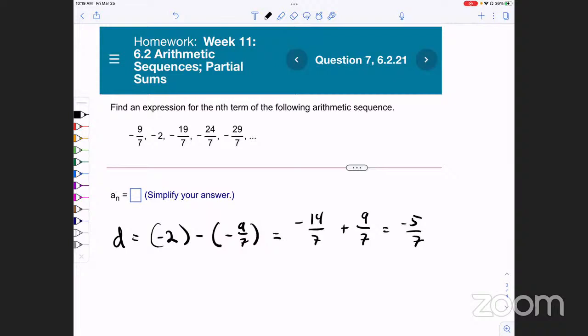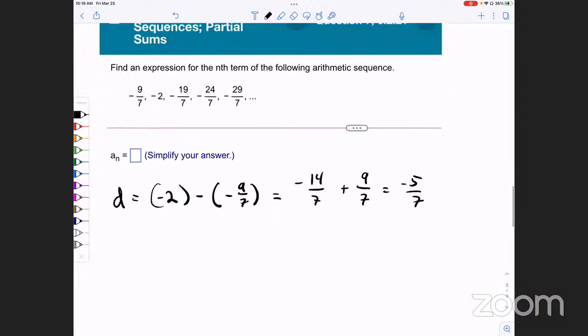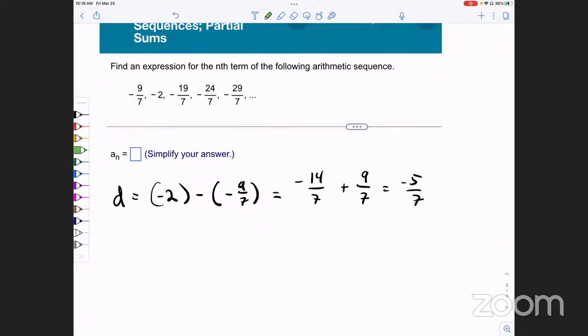If we say -14 over 7 plus -5 over 7, that gives us -19 over 7, then -24 over 7, right? So we're adding -5 over 7 each time. Again, every time we use a formula, we should write it down. In class, we said that the nth term for an arithmetic sequence is a1 plus n minus 1 times d.